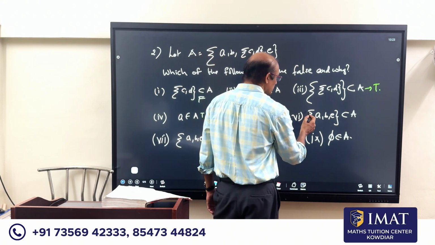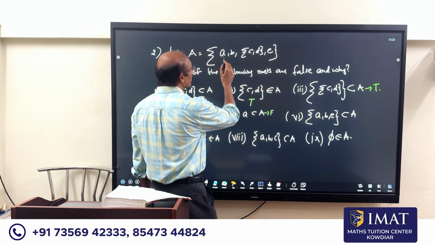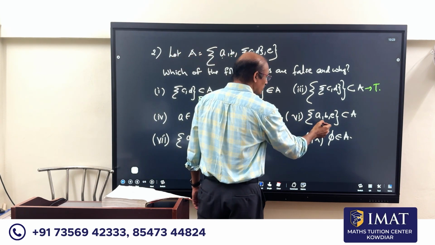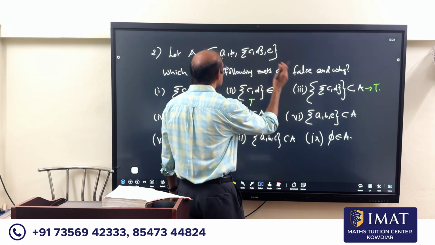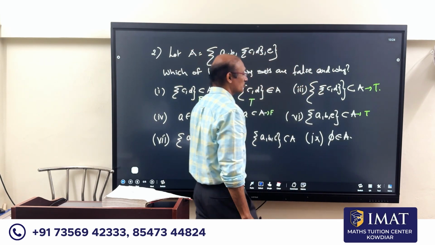What about this? {a, b, e} is a subset of A. Let us see, a, b, e are there. Yes, three elements are there. So this is a set and the elements of this set belong to set A. So yes, it is a subset.